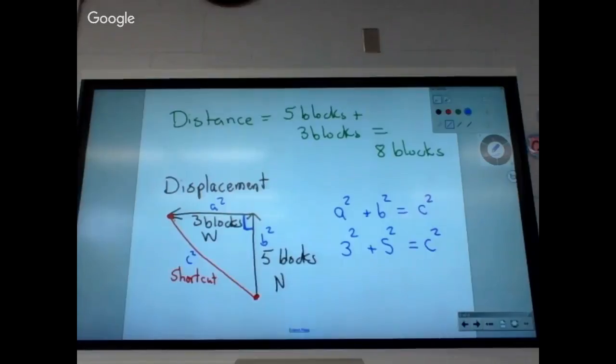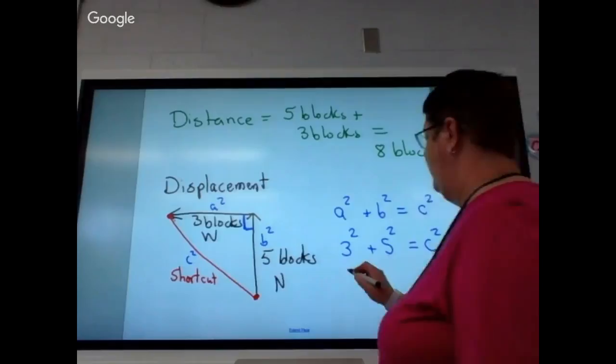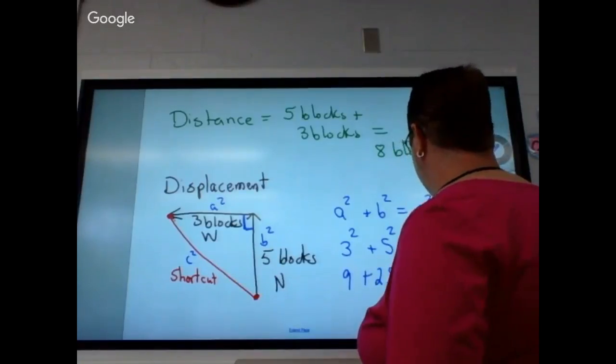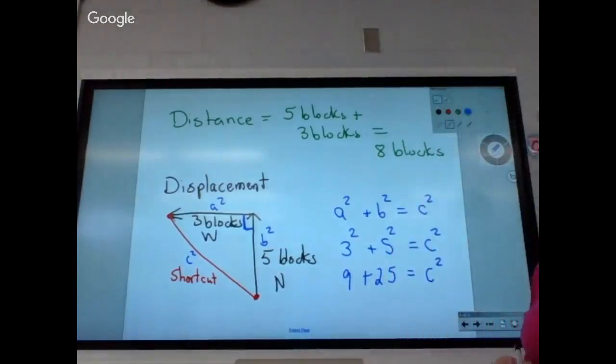There's no shame in using a what? Exactly. Now, if you remember, great, do it yourself. 9 plus 25 equals C squared. Now, I don't worry about making things turn out to be perfect squares, so use the calculator. 25 plus 9. Geez, I got a 34.